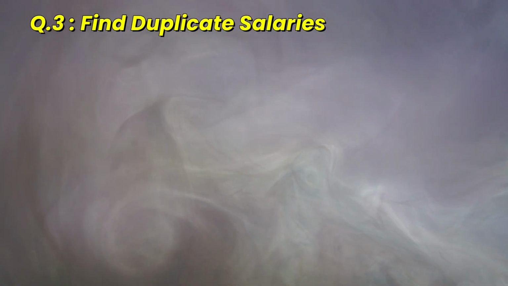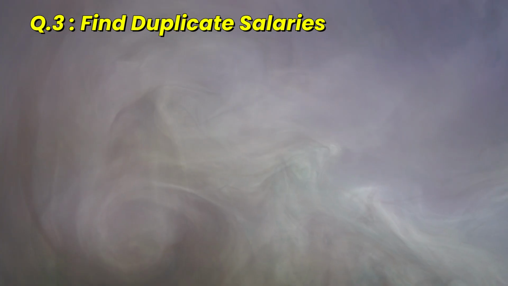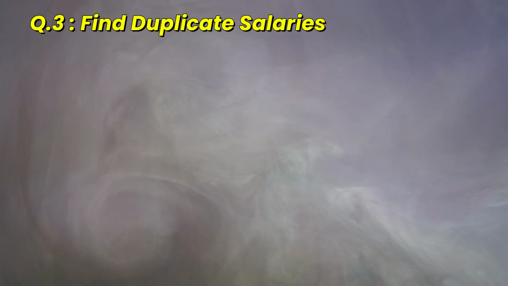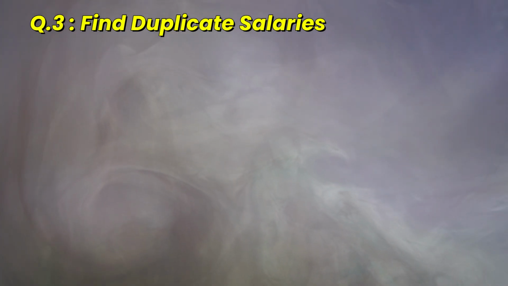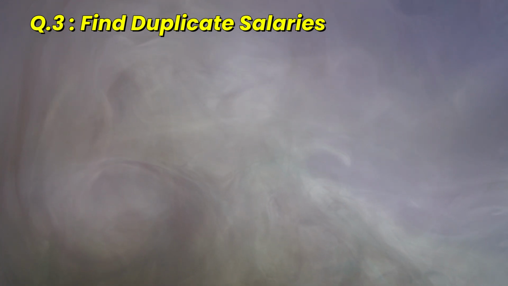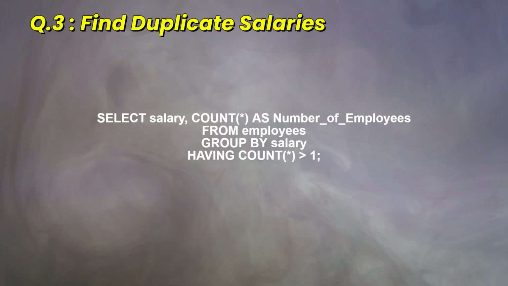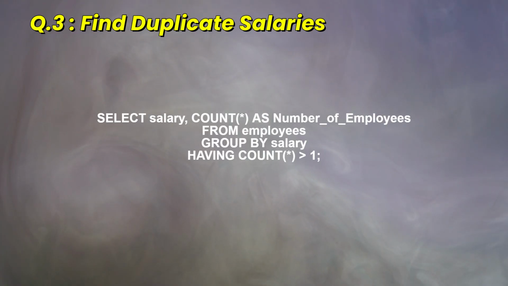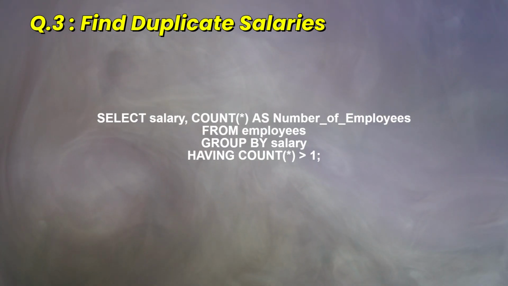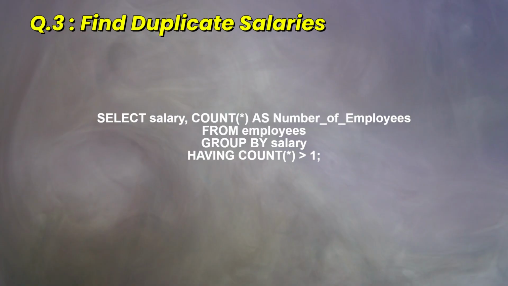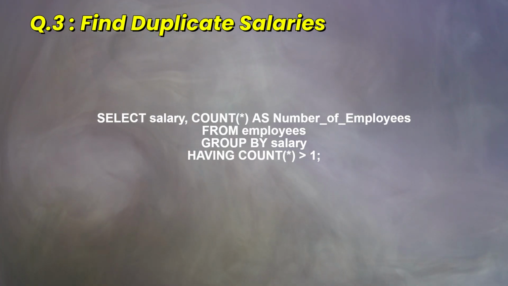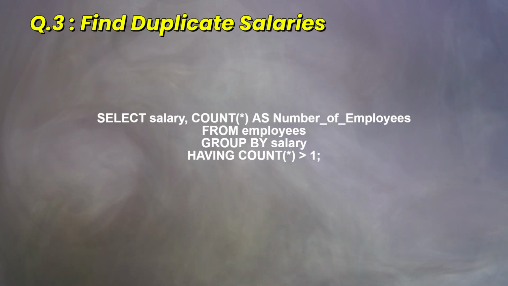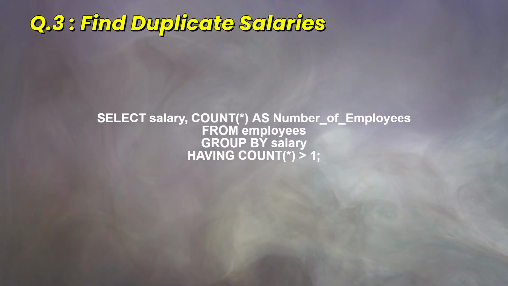Question 3. Find duplicate salaries. Sometimes we need to find duplicate records in a table. For example, employees with the same salary. Explanation. We group employees by salary and count how many have each salary. HAVING COUNT(*) > 1 filters only the salaries that appear more than once. This helps find duplicates in your data.